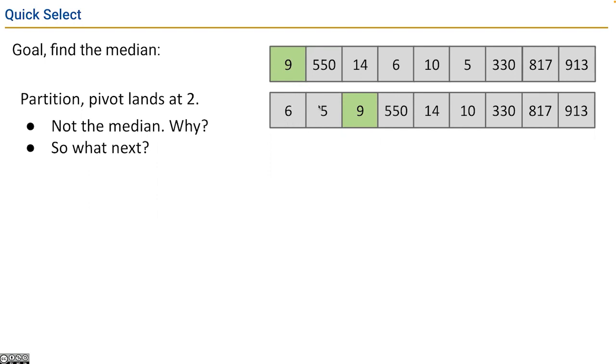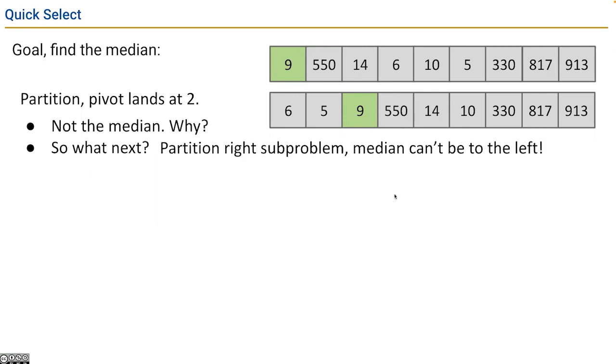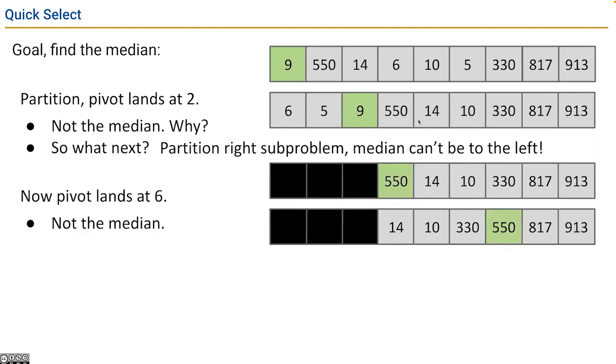So could the median be over here? No. So what should we do? Just partition the other side on some arbitrary item. I'll use the leftmost. Okay, so we know the left part cannot contain the median, so we're going to partition the right. So we'll pick, I don't know, 550. If 550 ends up there, that is also not the median. The median needs to be in this column. Once it gets there, we're good.